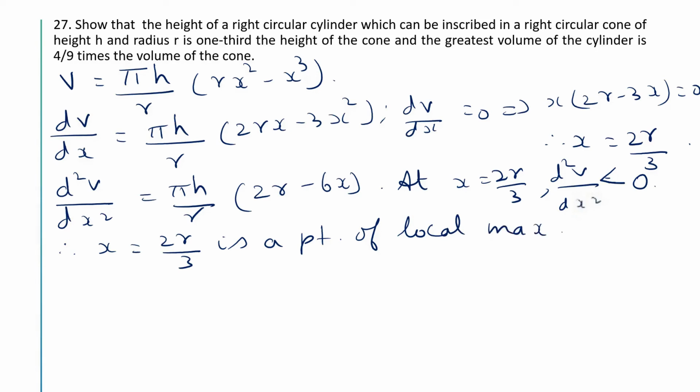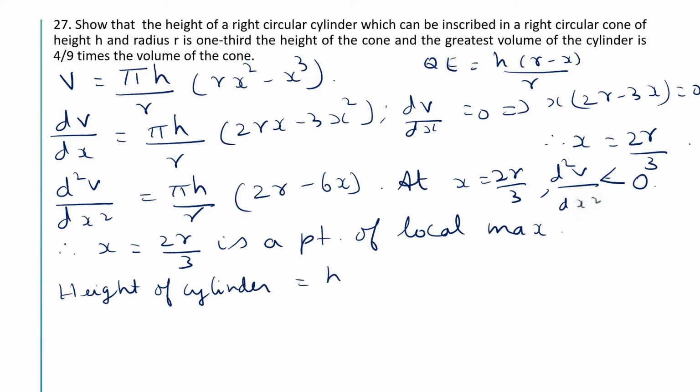Now initially we got the height of the cylinder QE as H into R minus X by R. So from this we have height of cylinder equal to H into R minus 2R by 3, divided by R. So it is equal to H by 3R into R, or it is equal to H by 3.